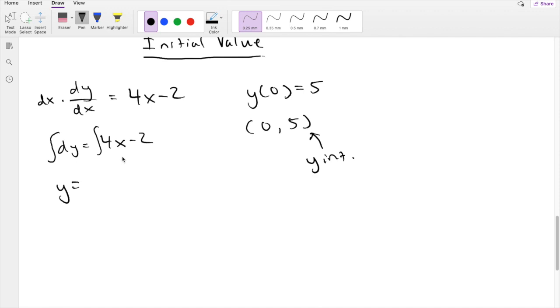Similar to our earlier integration example, we'll just use the anti-power rule to solve for our original function. As we know, 4x has a power of 1. And in order to reverse this, we just simply add 1 to that power and then divide by our new power, which is 2. 4 divided by 2 is 2, 2x squared.